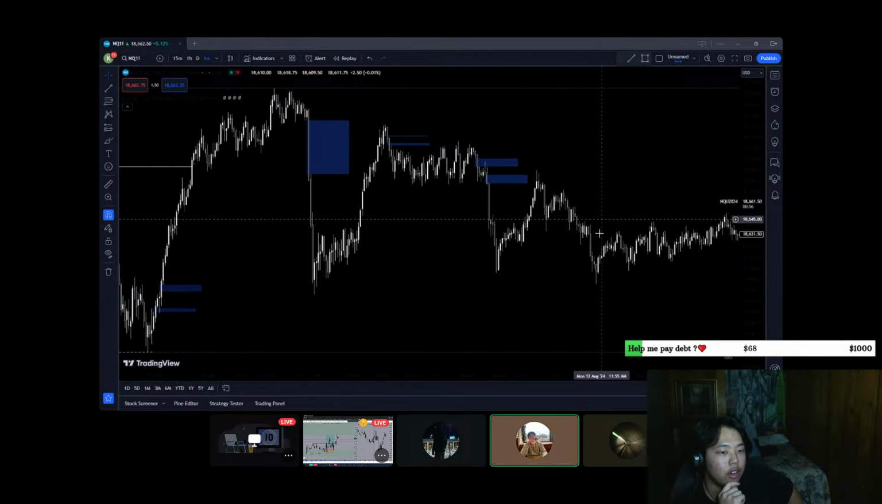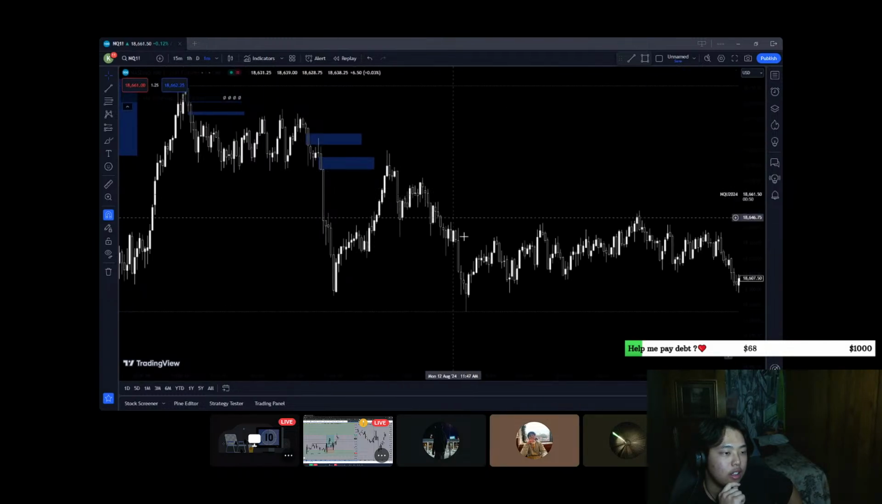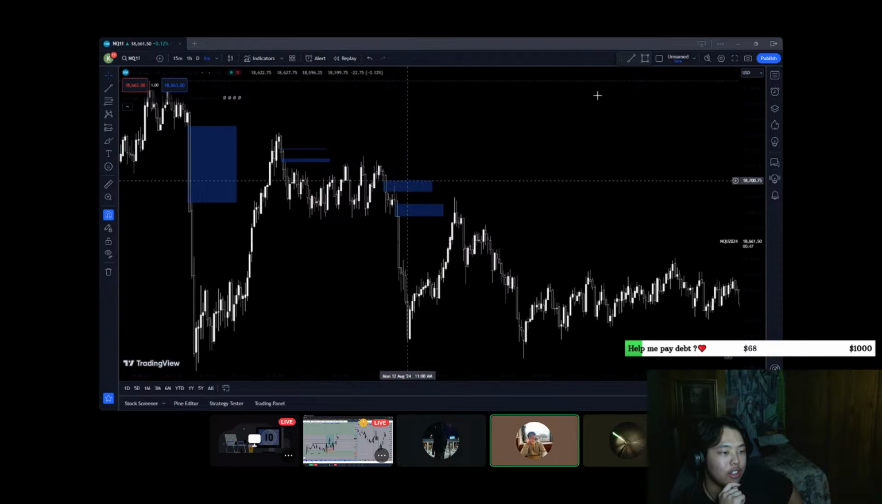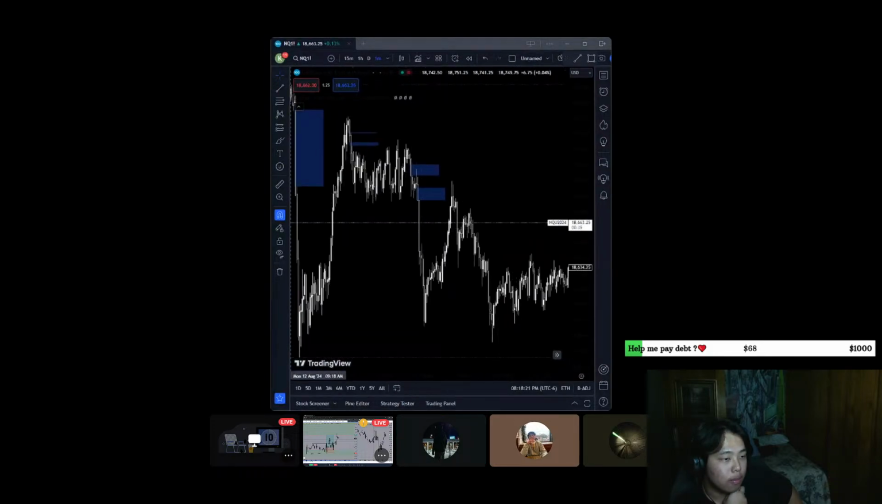Yeah, that move down there. Oh, really? I entered off that fair value gap right there. I don't even know, honestly. I don't think there was an SMT right here, was there? Was there SMT right here? I don't think I looked at SMT at that time.